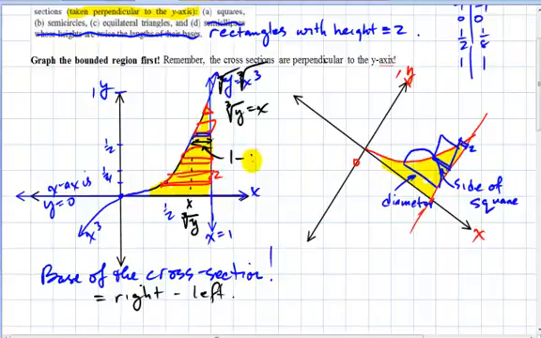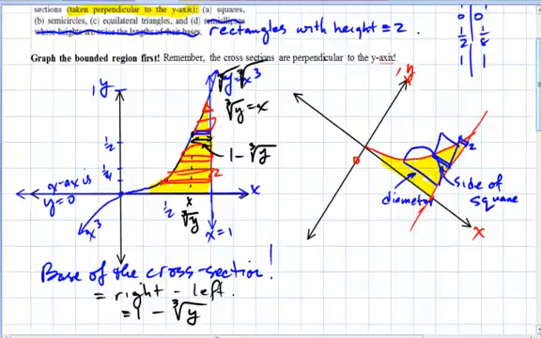It's the difference between two x values. But like I said, what is that x value on the function? Well, you solve for x in the function, and you get the cube root of y. So your base of the cross section is 1 minus the cube root of y. That will form the side of the square, or the diameter of the semicircle, or the side of the equilateral triangle, or the side of the rectangle with height 2. You're going to use that in all of them. So let's get started with squares.